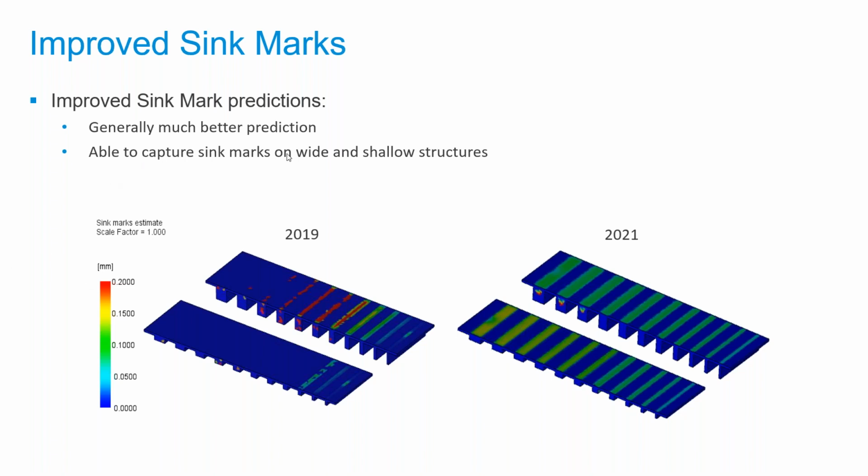It's able to capture sync marks on wide and shallow structures. So you can see with these wider ribs, we'll call them, it's still able to pick up those sync marks, whereas in the previous versions, we didn't see those being picked up.